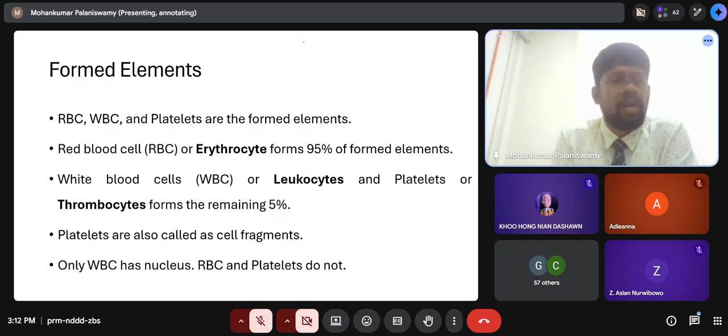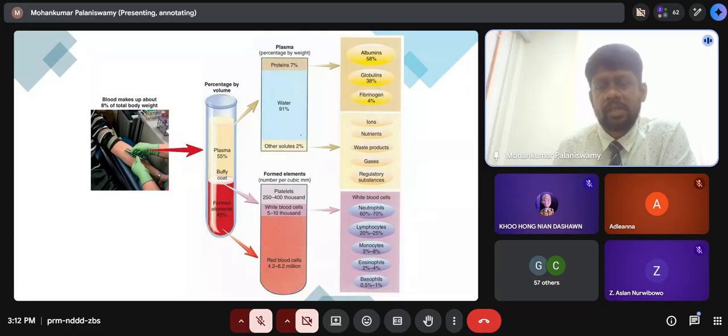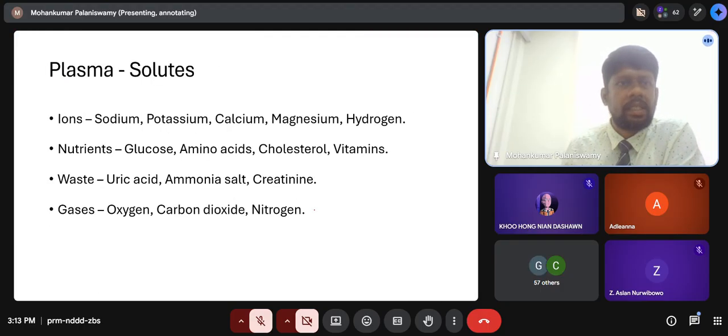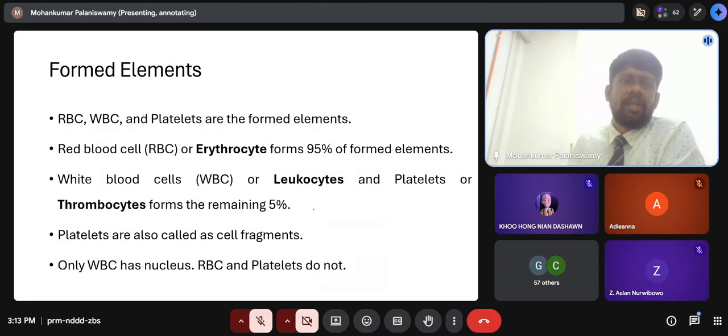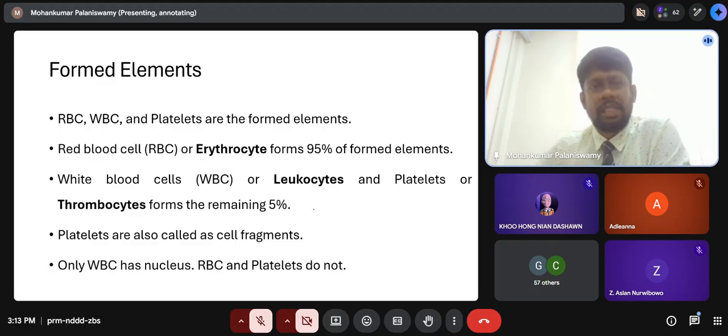Next is formed elements. The next one is the content present here, the 45% of formed elements. That's what we are going to discuss. Formed elements: the RBC, red blood cell, WBC, white blood cell, and platelets. These are the formed elements.